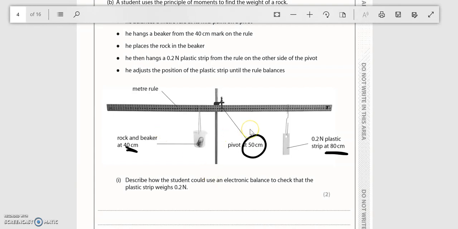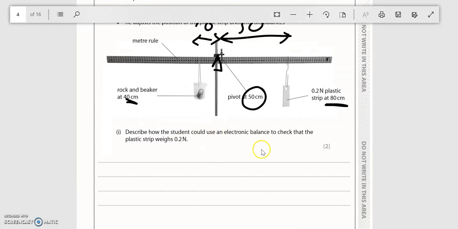So whenever you're thinking about moments, you've got to measure your distances from the pivot in the middle. So if the rock is at 40 centimetres, the pivot's at 50, that means that that distance there is going to be 10. And if your plastic strip's at 80, that means that that distance there is going to be 30 centimetres. So we'll just put those on there for later.